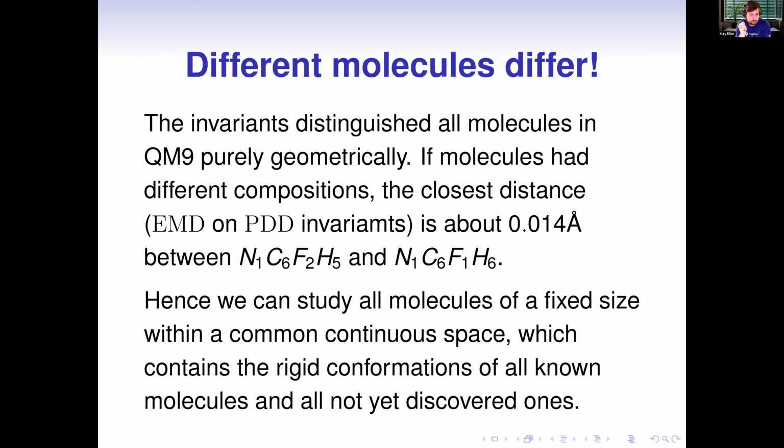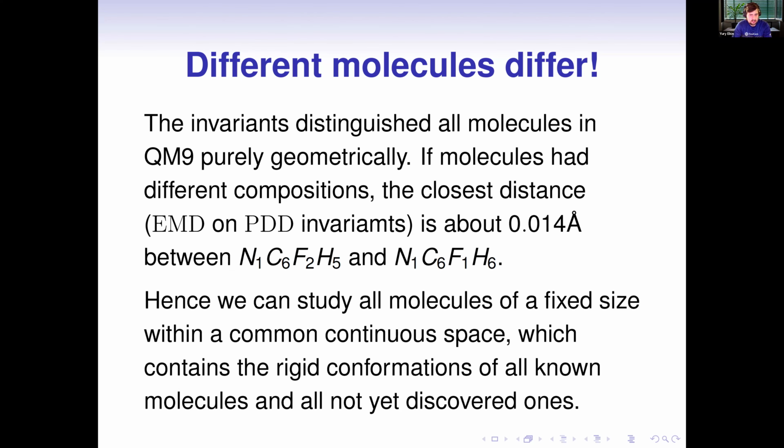And to summarize this, we know that the molecules can be distinguished purely geometrically, because the closest one that has a different composition is 0.014, but our invariants can recognize that, or even closer ones. So basically, we are able to completely classify the molecules just using the geometry and find the point cloud of the graph structure.